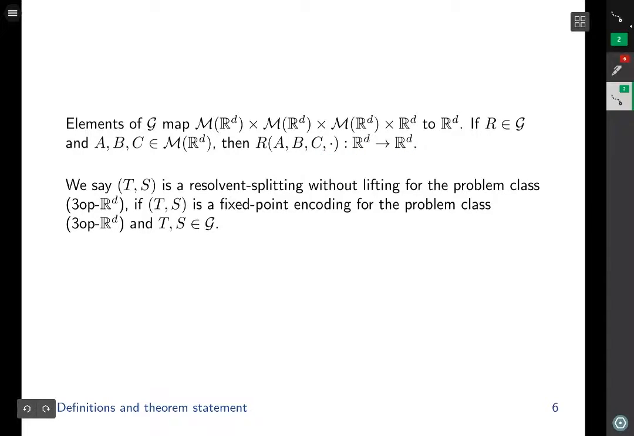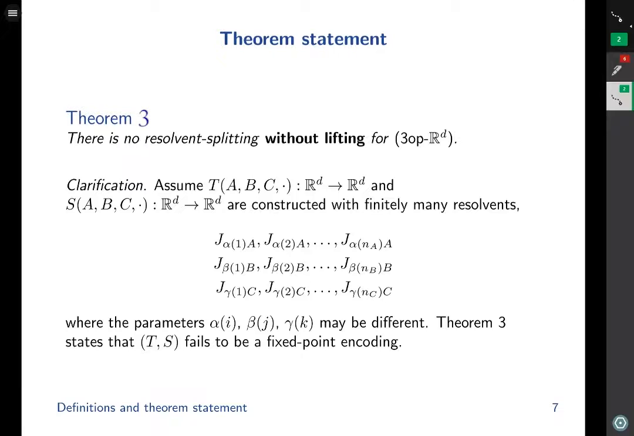We say T, S is a resolvent splitting without lifting for the problem class 3op-RD if T, S is a fixed point encoding for the problem class 3op-RD, and T, S is a member of class G. Now we are ready to concisely state the theorem. The theorem states that there is no resolvent splitting without lifting for the problem class 3op-RD. Let me clarify what the theorem is saying.